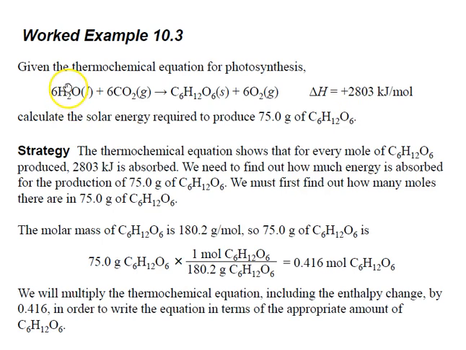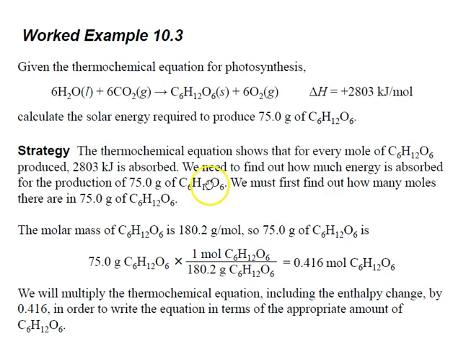Our formula here is written 6 parts liquid water plus 6 parts gas state carbon dioxide produces 1 part solid glucose and 6 parts molecular gas state oxygen. Our strategy here is to take the thermochemical equation, and what it shows is that for every 1 mole of glucose produced, we're going to get 2,803 kilojoules absorbed. Again, the positive sign lets us know that it is absorbed.